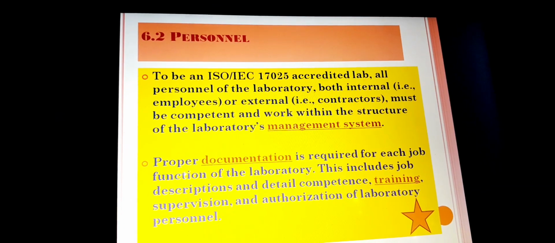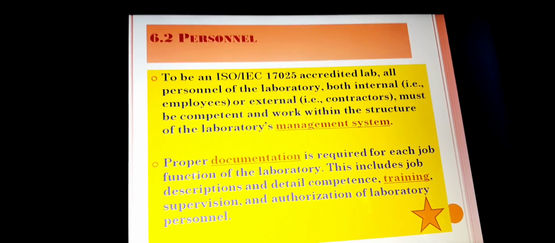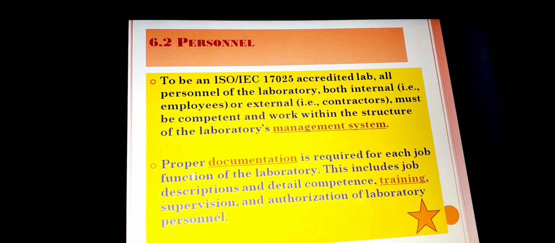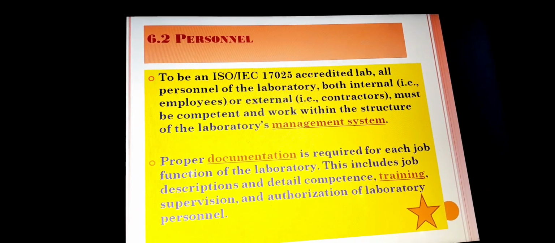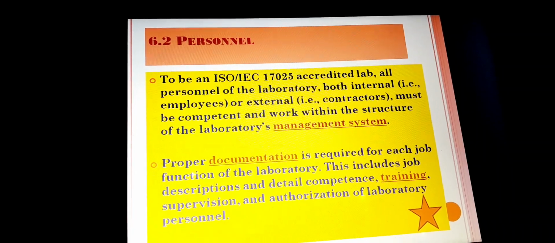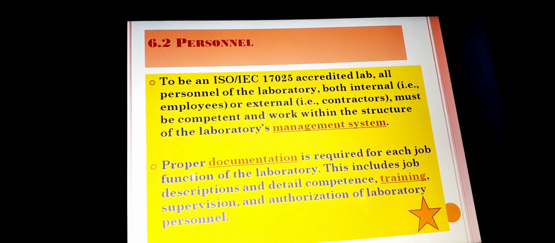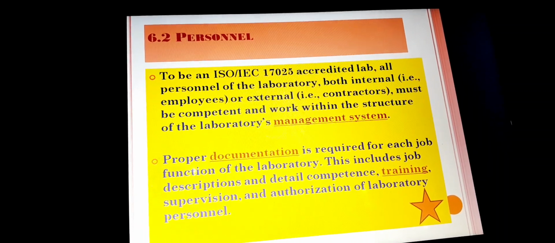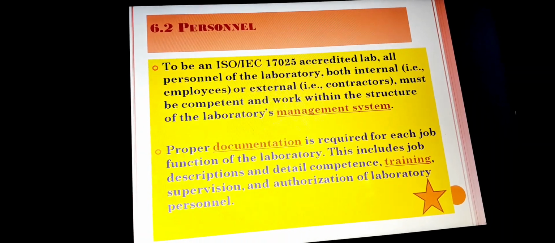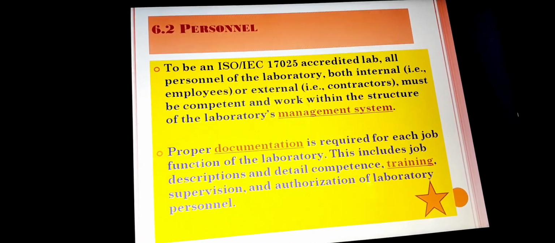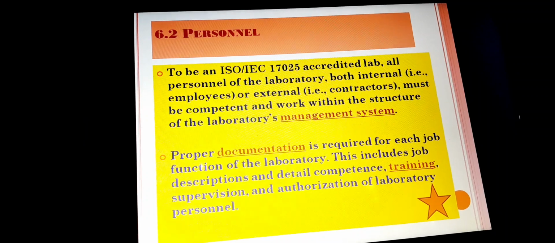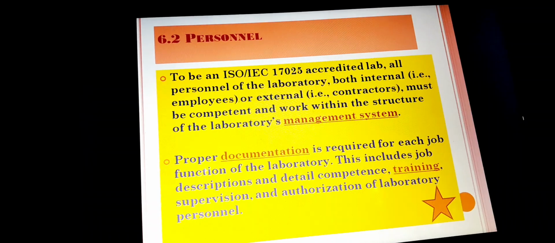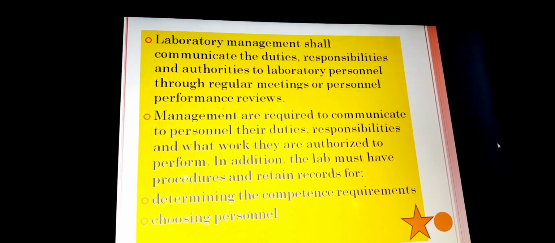Now come to 6.2 personnel, which is already divided into 6 sub-clauses. So one by one we will discuss it. To be an ISO IEC 17025 accredited lab, all personnel of the laboratory, both internal, that is employees, or external, that is contractors, must be competent and work within the structure of the laboratory management system. Proper documentation is required for each job function of the laboratory. This includes job descriptions and detailed competence, training, supervision and authorization of laboratory personnel.